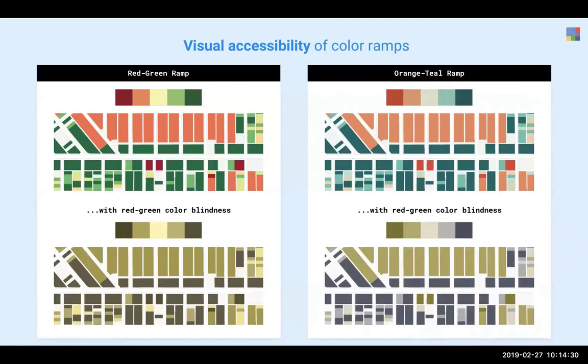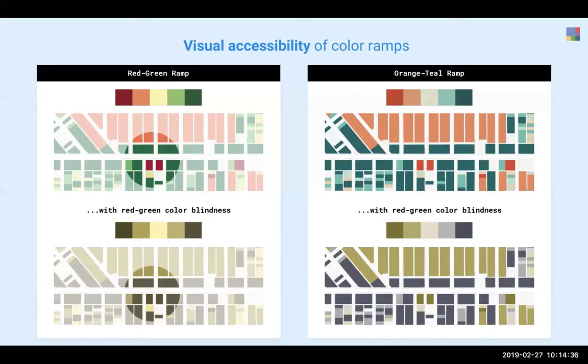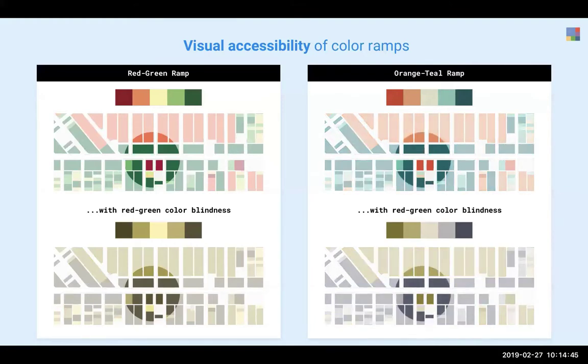Looking more closely at how this translates to our map, we can see that the 2 red parcels here in the middle look almost identical to their neighbors in the bottom left to someone with red-green color blindness. But in the orange-teal map, the 2 center parcels accurately maintain their distinction for those with or without vision deficiencies.